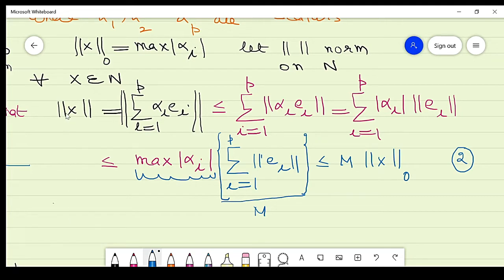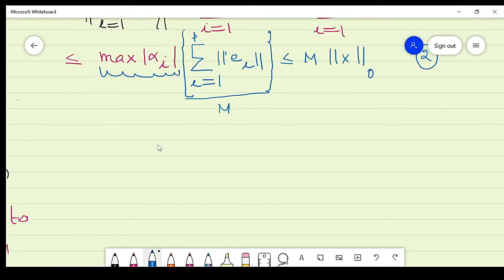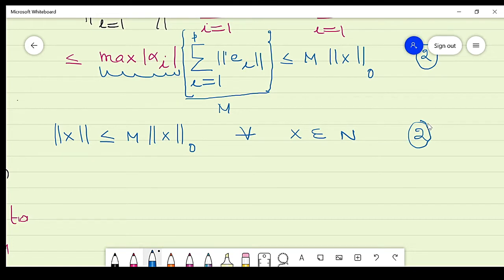What is the first part? The first part is norm of x less than or equal to capital M times norm of x0. So I did the first part, which is norm of x less than or equal to M times norm of x0 for every x belongs to N. So this is equation number 2. So this is the first part.